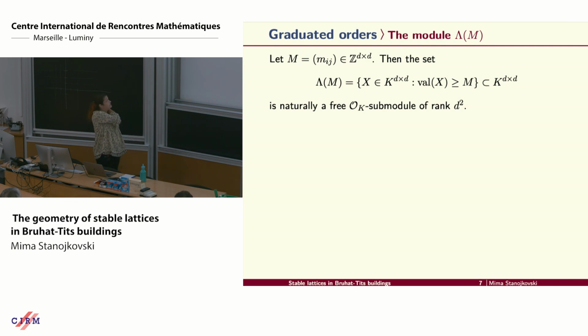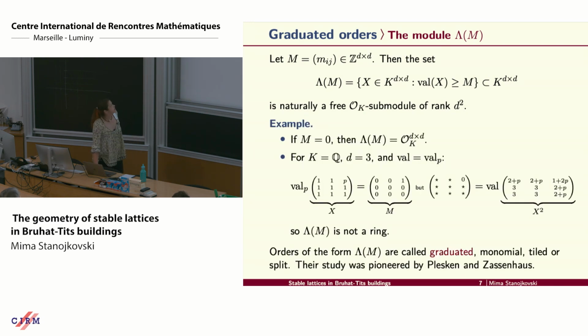And why is it a lattice? Well, the point is that I don't allow infinity in the entries of M. So I really will get full rank here. So here's another example. If I take M to be 0, then I just recover the matrices with coefficients in the valuation ring.